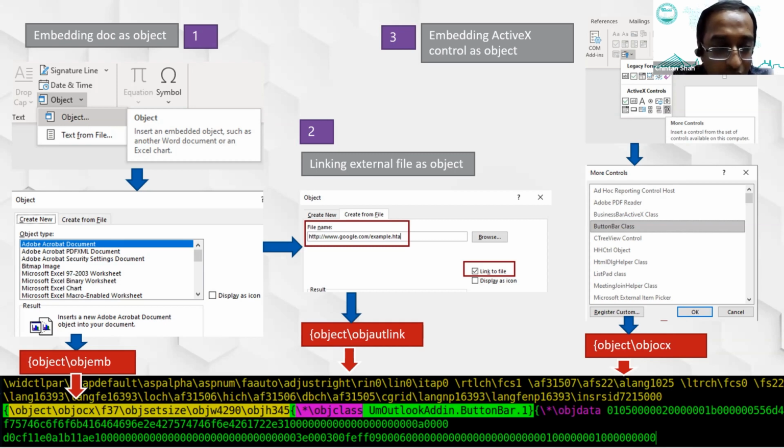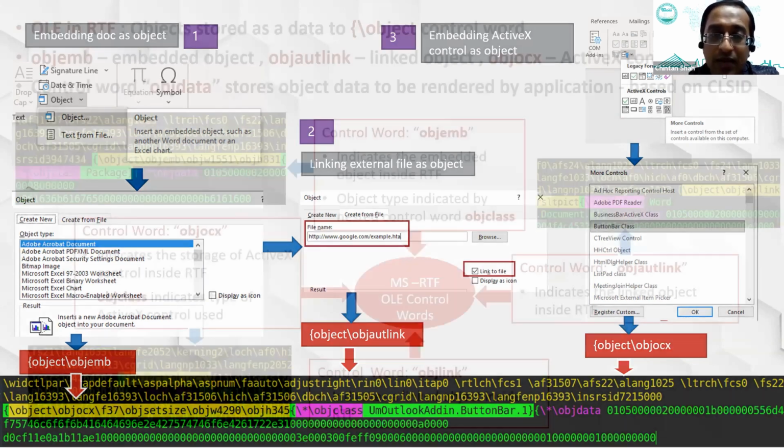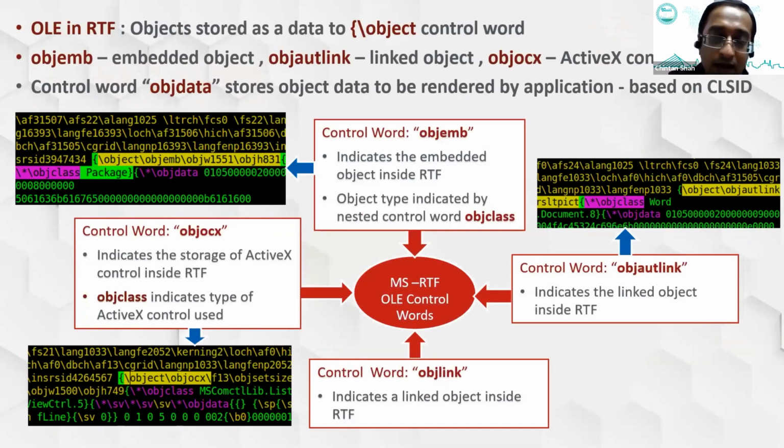You will get an object control word with OBJ OCX, and an OBJ class will determine what kind of object it is. If it is a PDF object, you'll see OBJ class as acrobat.dc, depending on your version. If it's a linked object, then you'll basically see OBJ auto link. So you'll see something like this over here. And these are the important control words when we are talking about inspection of RTF, for building an automated inspection tool to classify RTF files.